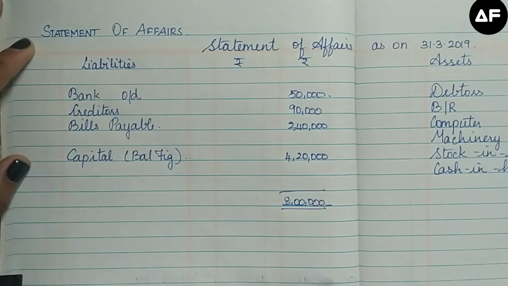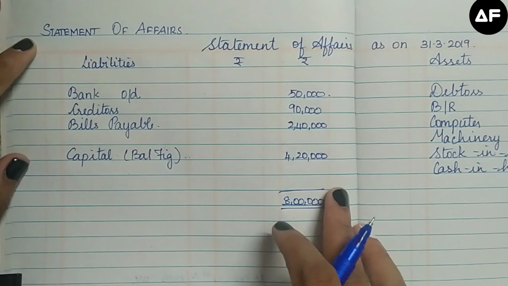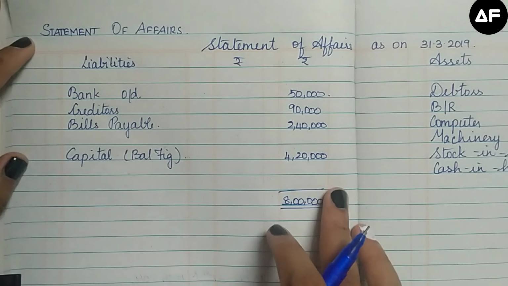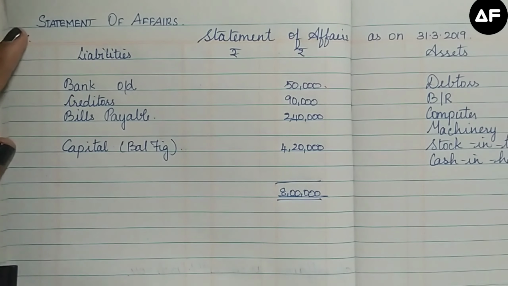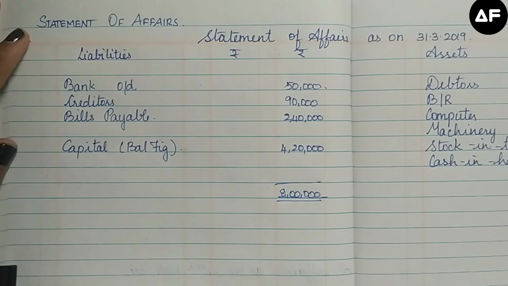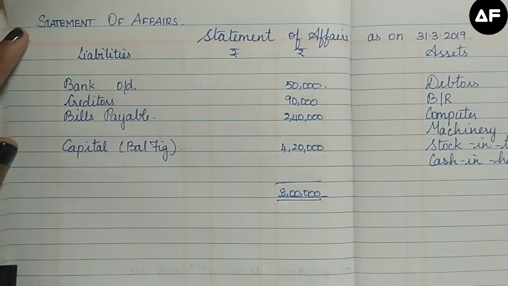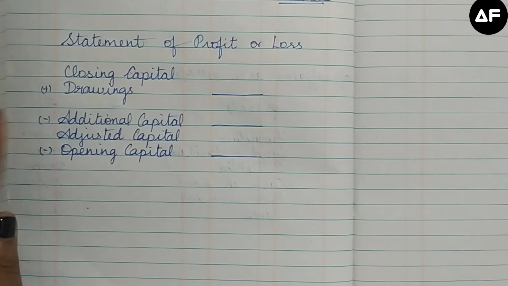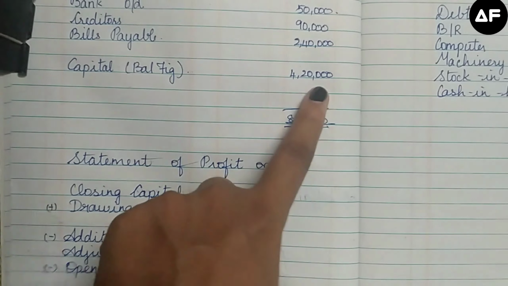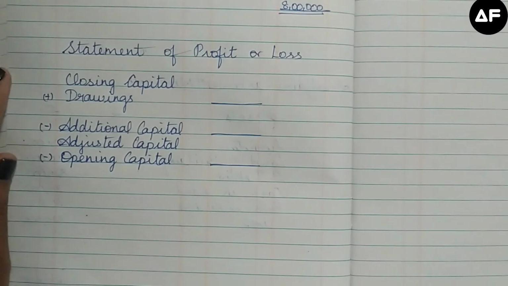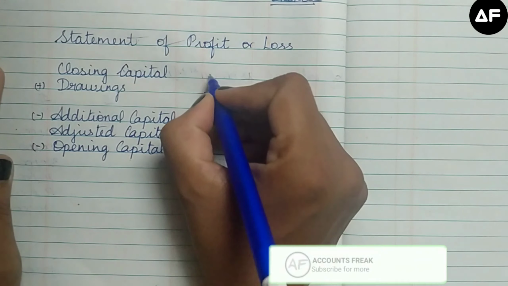So our sum doesn't end with this alone. We have to also find the profit or loss earned by Miss Shubha, right? So we are going to start a statement of profit or loss. First I'll write down the format and then substitute the figures. So let's calculate the profit or loss for Ms. Shubha. So the first thing is closing capital. The closing capital has to be taken from the statement of affairs which we have prepared, that is 4,20,000. So let's write 4,20,000 for closing capital.